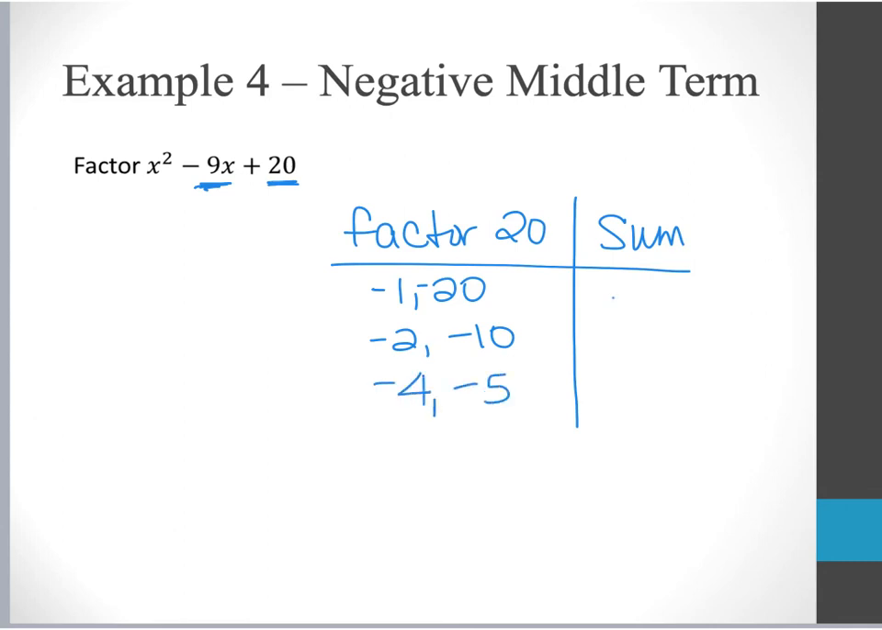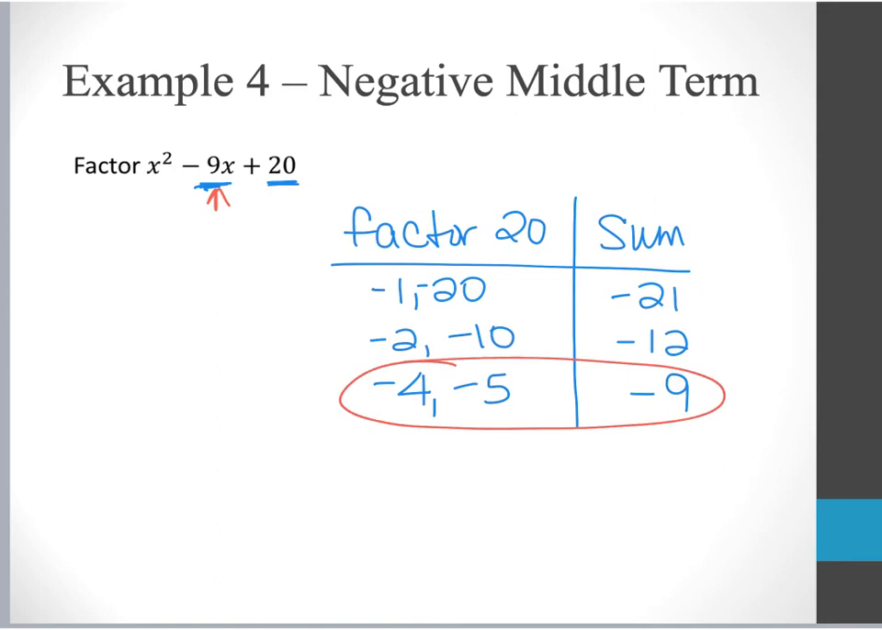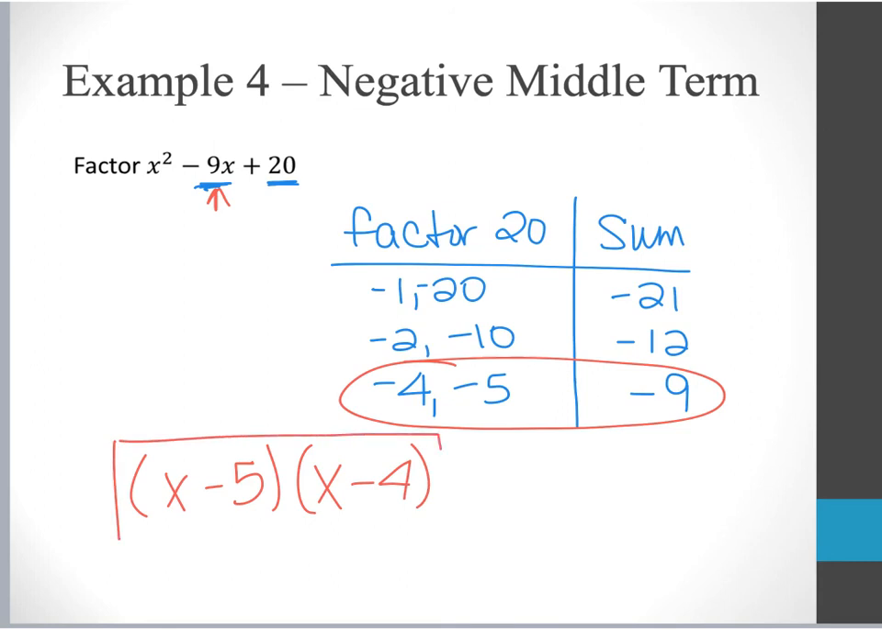When I add these together, I have negative 21, negative 12, and negative 9. Because I wanted my sum to be negative 9, I'm going to take the factors of negative 4 and negative 5. So this will leave me with (x minus 5) times (x minus 4). And again, you can always write those in the opposite order and they would still be the same.